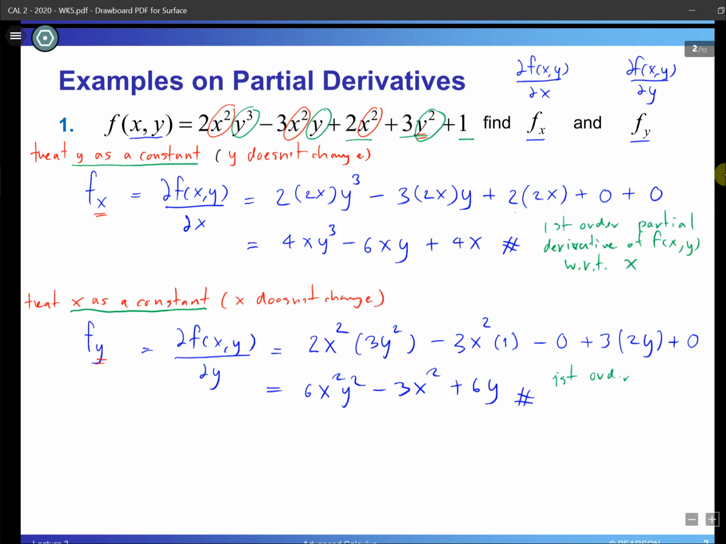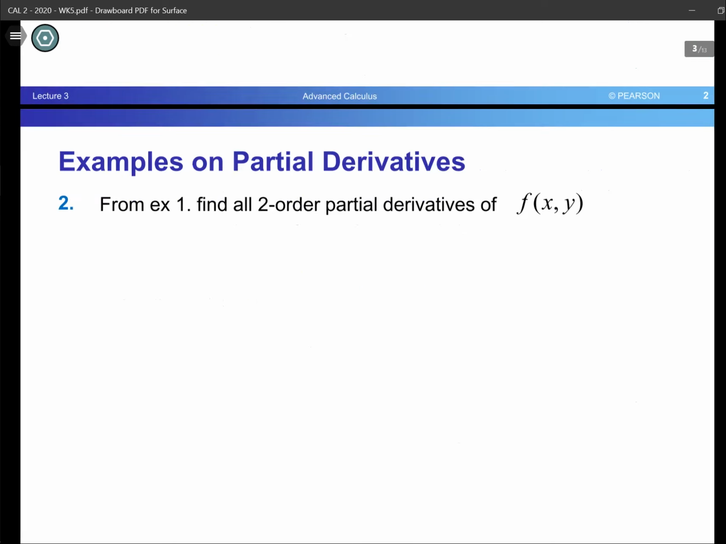partial derivative of f(x,y) with respect to y. In other words, this is the slope of the tangent line in the y direction, and fx is the slope of the tangent line in the x direction. Alright, so as simple as that. Just one tip: treat the other variables as constants. Okay, so let's try example number 2 right here.